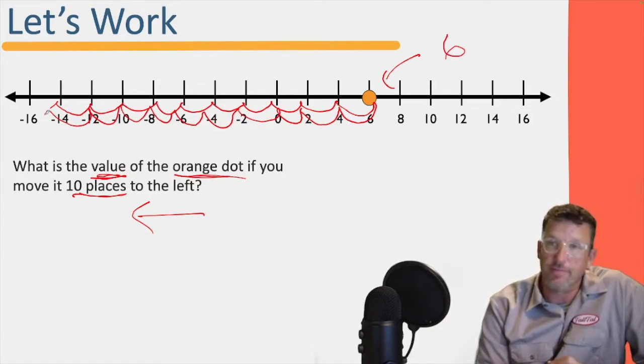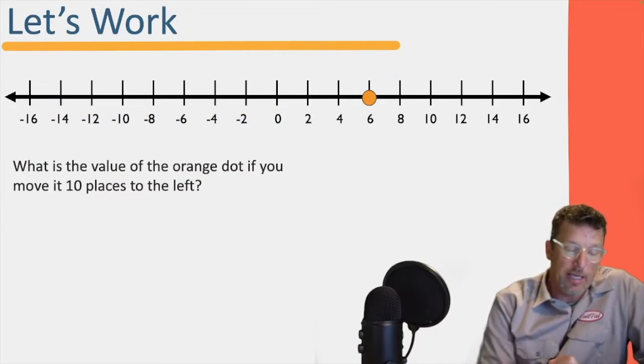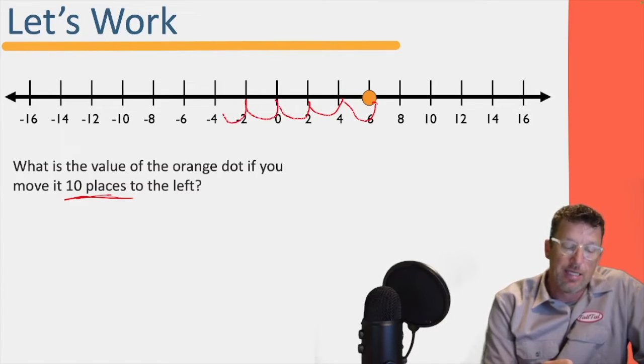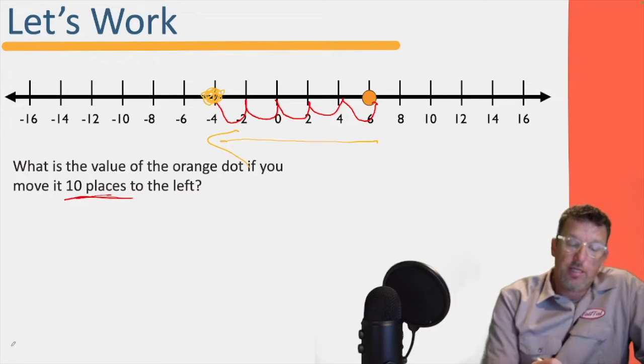So be careful. That's just a reminder to be careful when you're looking at number lines to see what the spacing is. Again, this one wants us to go 10 places to the left. So let's go 2, 4, 6, 8, 10. What is the new value of our dot? Well, it was at 6. It moved 10 to the left. Ended up right there, smack dab on the -4. So our value is -4.